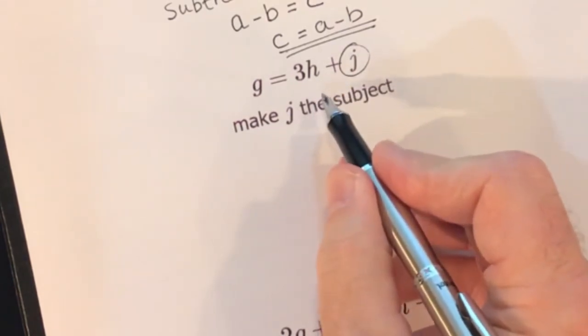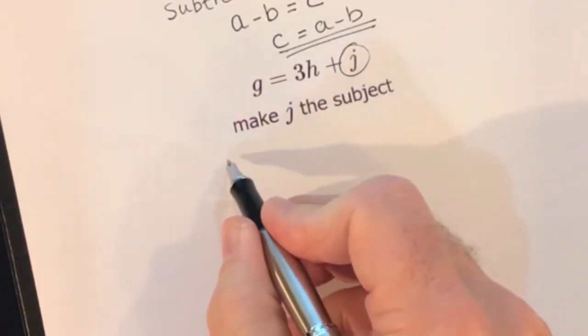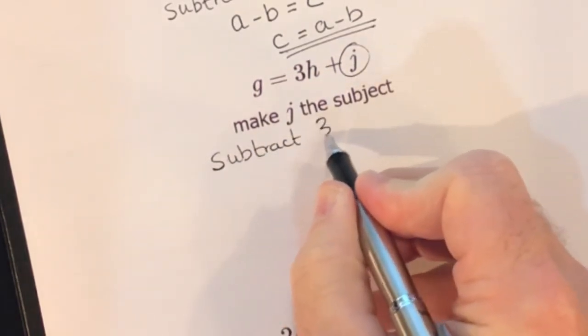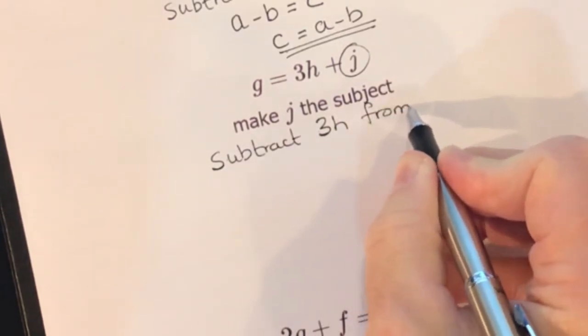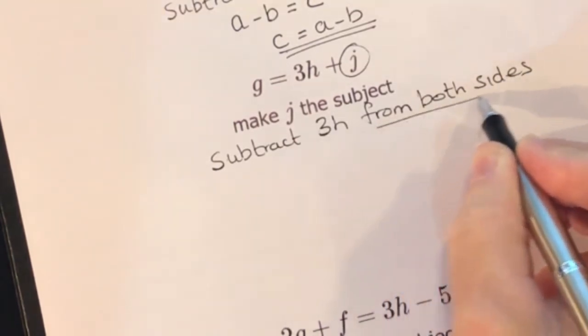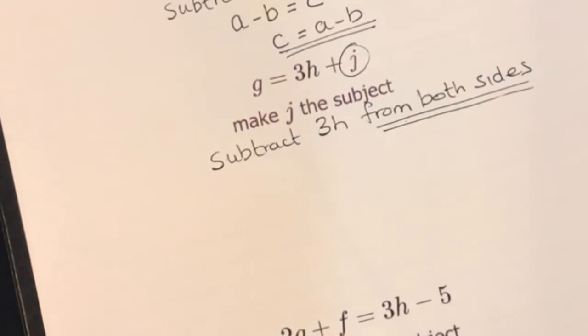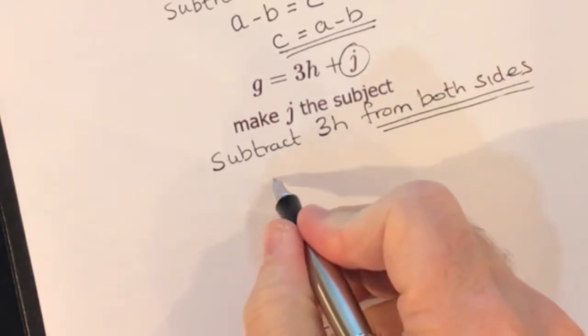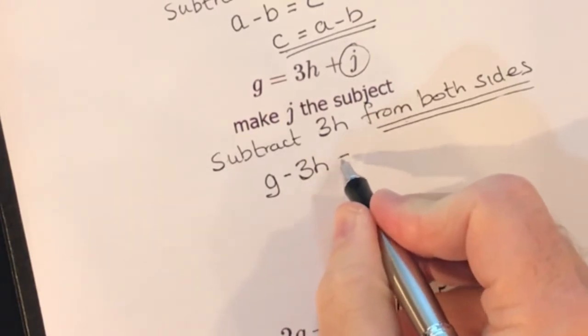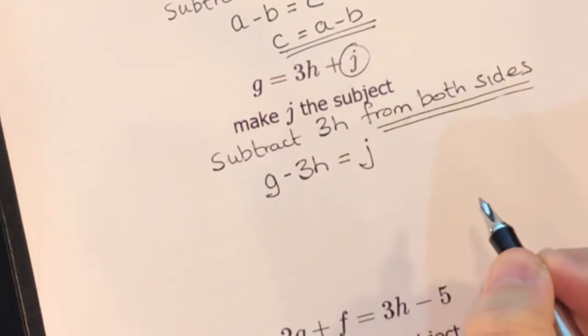So we want to sort of undo that adding. So what we'll do is we will subtract 3H from both sides. And this is very important. The only things that you're allowed to do are operations that affect both sides equally, so the equation stays balanced. So we'll subtract 3H from both sides. That will give us G minus 3H on the left and the J by itself on the right.